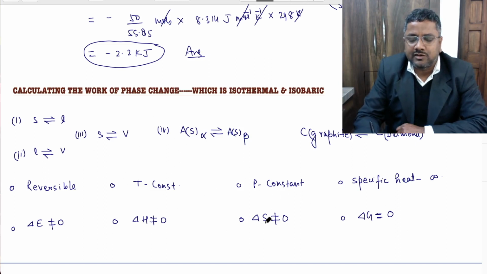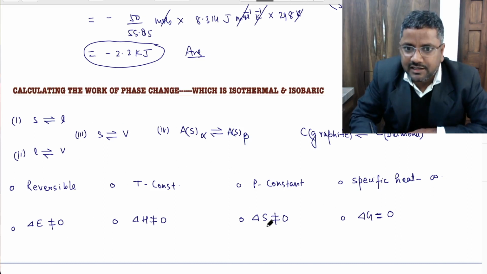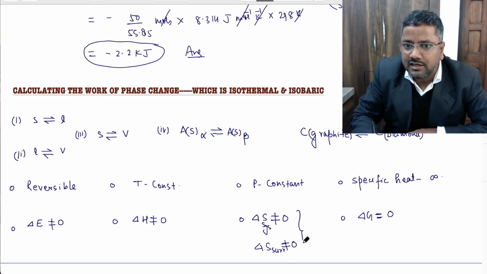One more thing I will add here, then after that I will discuss this. Delta S of system and delta S of surroundings is also not equal to 0. But delta S total is 0.